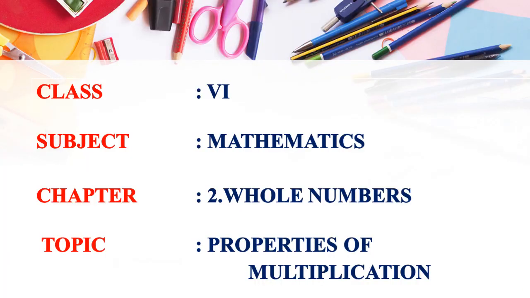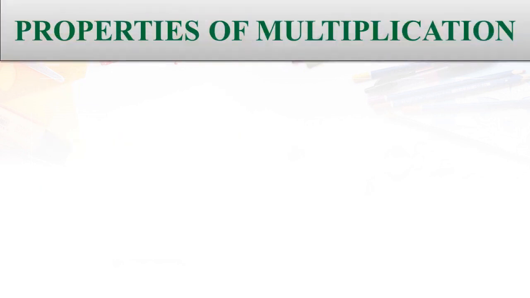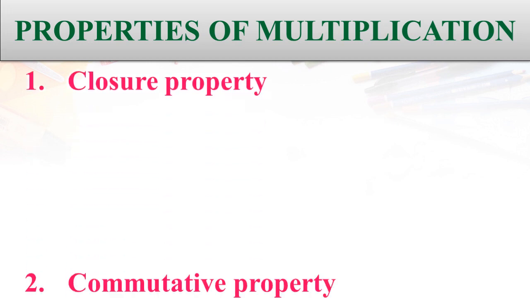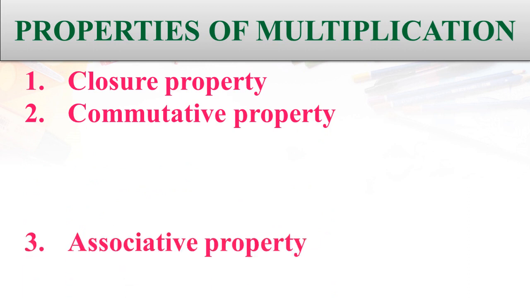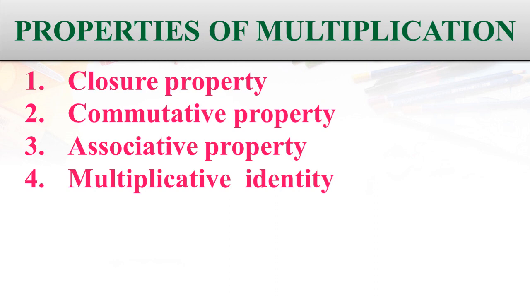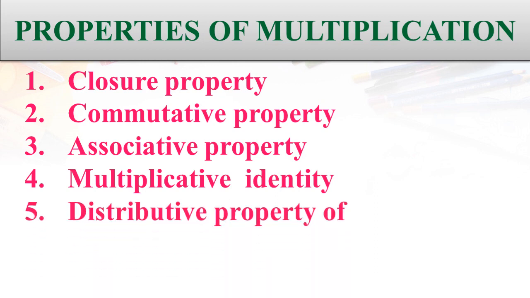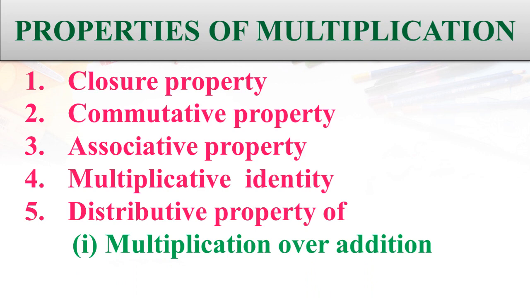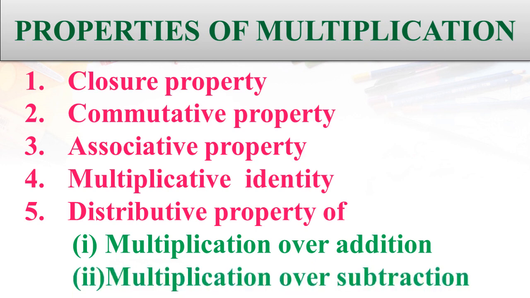Now we are going to learn 6th standard mathematics, chapter Whole Numbers, topic properties of multiplication. The topics covered are properties of multiplication: closure property, commutative property, associative property, multiplicative identity, distributive property of multiplication over addition and multiplication over subtraction.